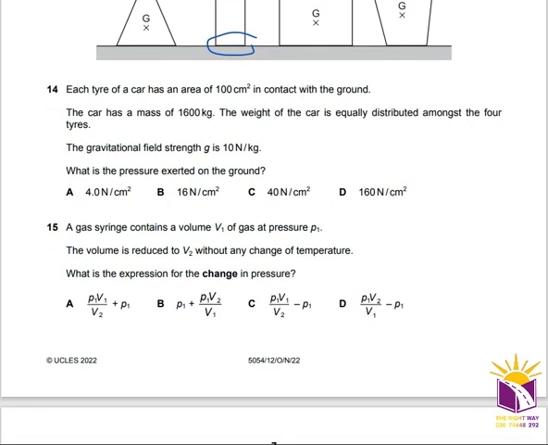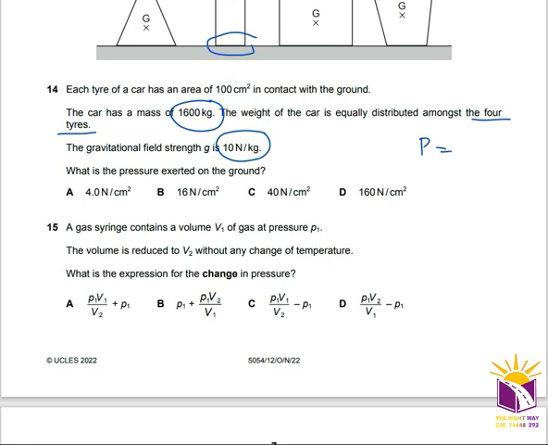Question number 14. Each tire of a car has an area of 100 centimeters squared in contact with the ground. The car has a mass of 1600 kg. The weight of the car is distributed among the 4 tires. So it has 4 tires and each tire has 100 centimeters squared area in contact with the ground. The gravitational field strength g is 10 Newton per kg. You have to find the pressure exerted on the ground.